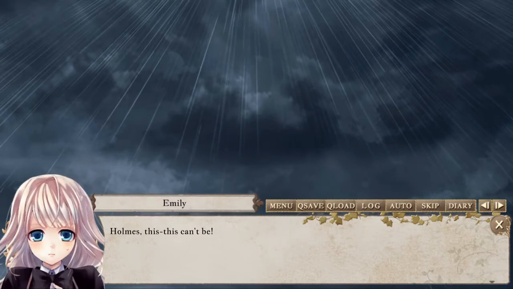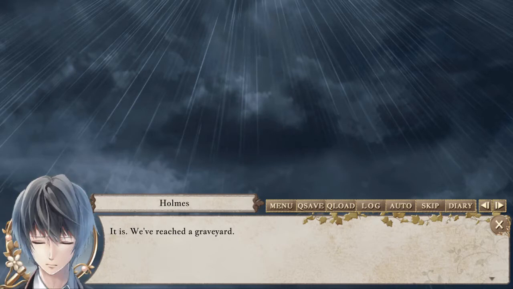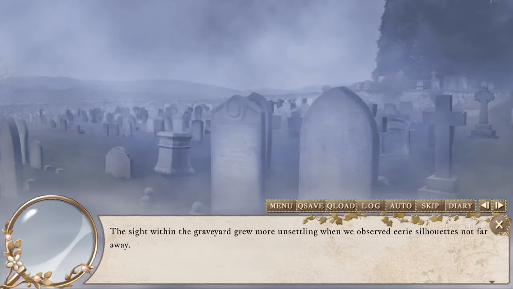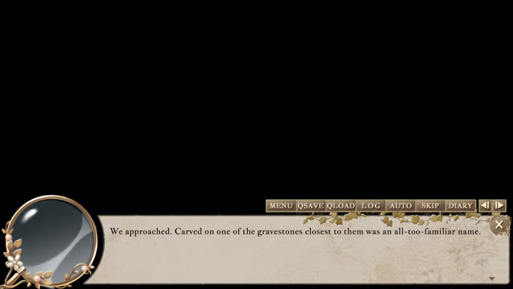Holmes, this can't be! It is. We've reached a graveyard. The chime of church bells was distinct. Lightning flickered across the sky, and rain began to pound against us to create a woeful painting. The sight within the graveyard grew more unsettling when we observed eerie silhouettes not far away. They were all dressed in black clothing, sniffling and sobbing and holding one another. We approached. Carved on one of the gravestones closest to them was an all too familiar name.